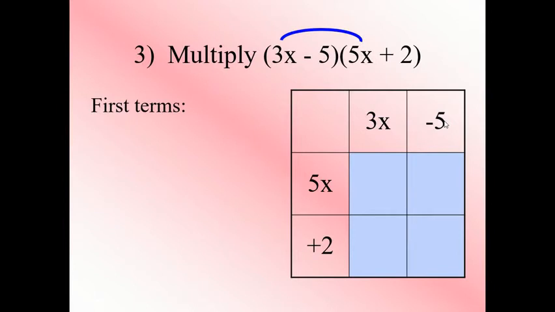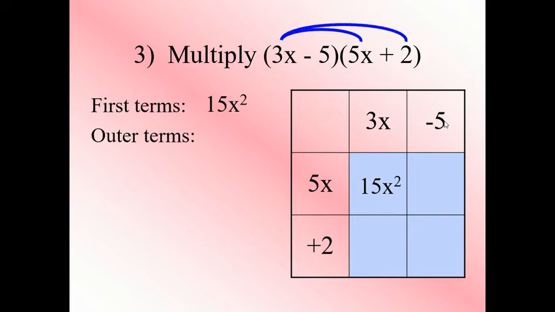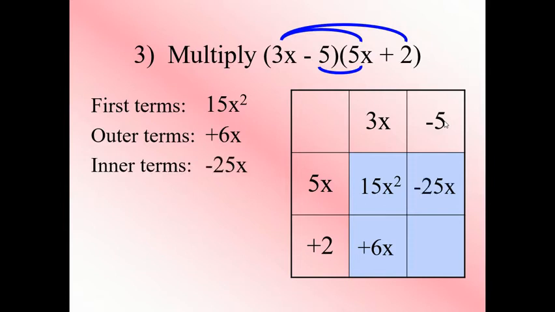So our first terms are going to be 3x times 5x, which will give us 15x squared. Our outer terms is the 3x times 2, which will give us 6x. Our inner terms is the negative 5 times 5x, which will give us negative 25x. And our last terms is negative 5 times 2 for a negative 10.